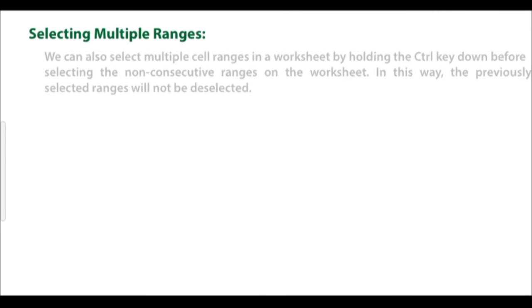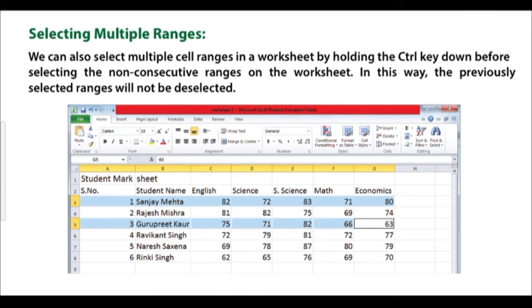Selecting multiple ranges. We can also select multiple cell ranges in a worksheet by holding the Control key down before selecting the non-consecutive ranges on the worksheet. In this way, the previously selected ranges will not be deselected.